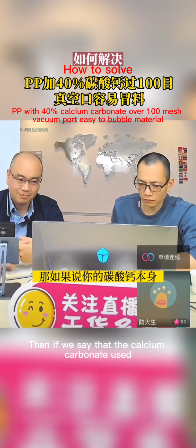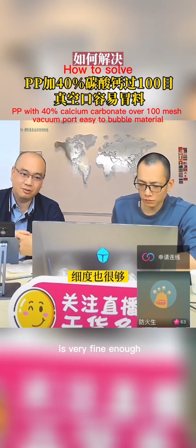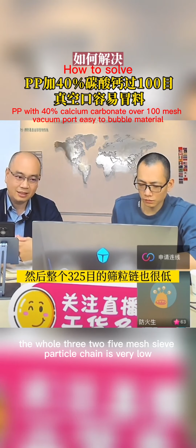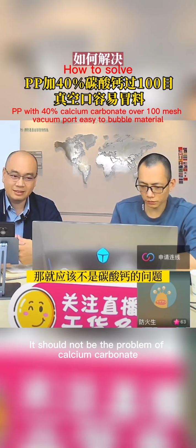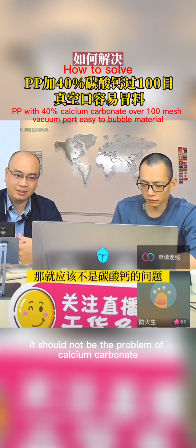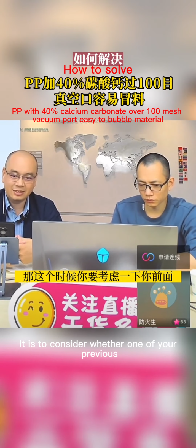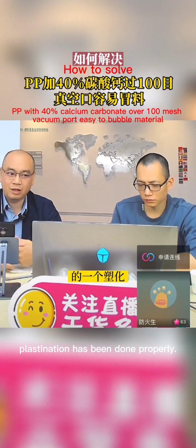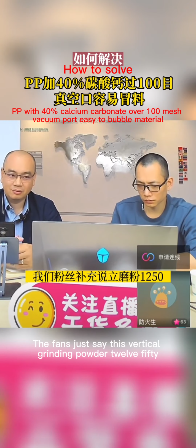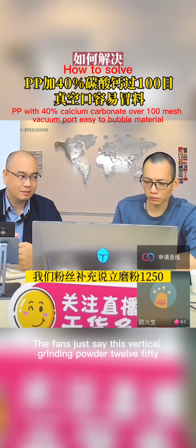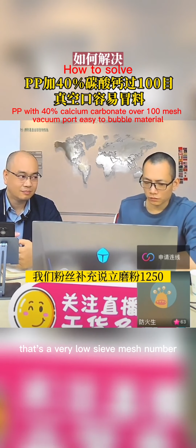Then if the calcium carbonate used is fine enough, with a 3 to 5 mesh sieve residue, the particle chain is very low. It should not be the problem of calcium carbonate. It is to consider whether your previous plasticization has been done properly. Plasticization is critical. For example, take this vertical grinding powder 1250. That's a very low sieve mesh number.